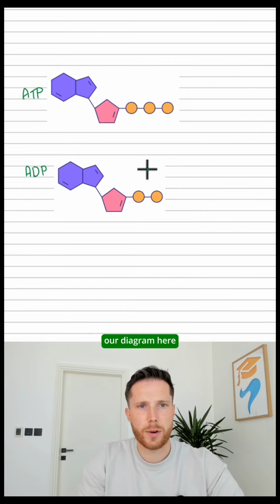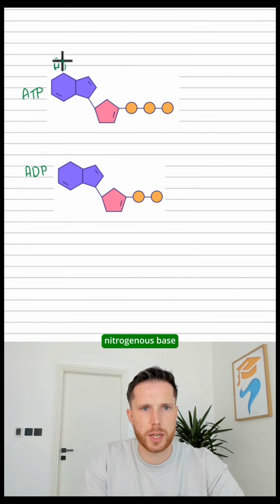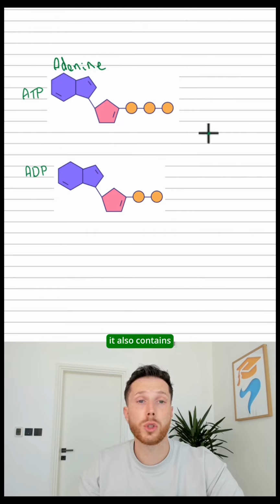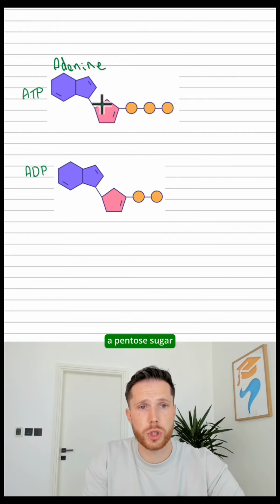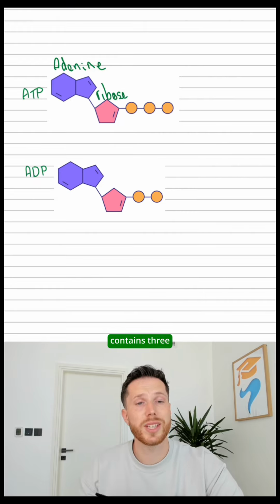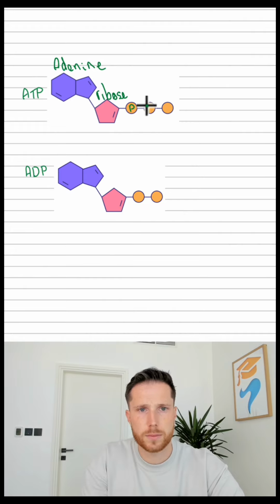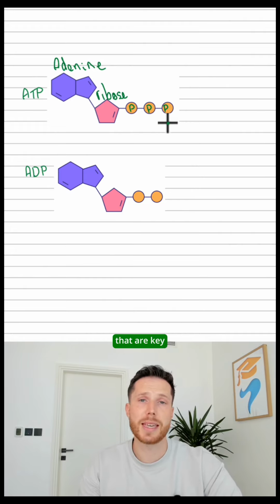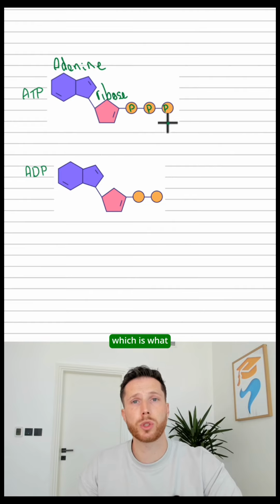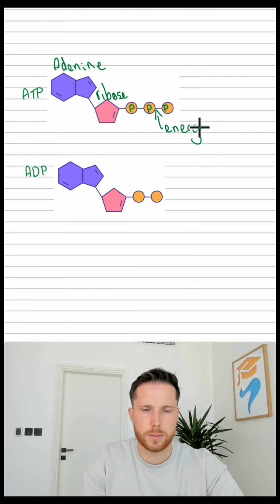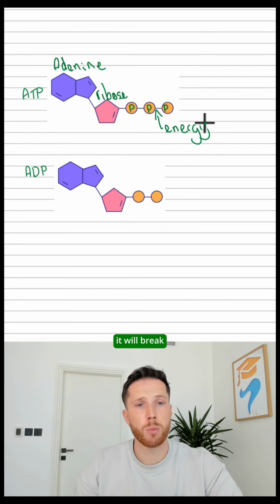So we have our diagram here, and this purple bit in the top left, that is a molecule of adenine, which is a nitrogenous base. It also contains ribose, which is a pentose sugar, and then it contains 3 phosphate groups, which is why it's called triphosphate. Now, it's these phosphate groups that are key because it's the bonds between them which is what stores the energy.